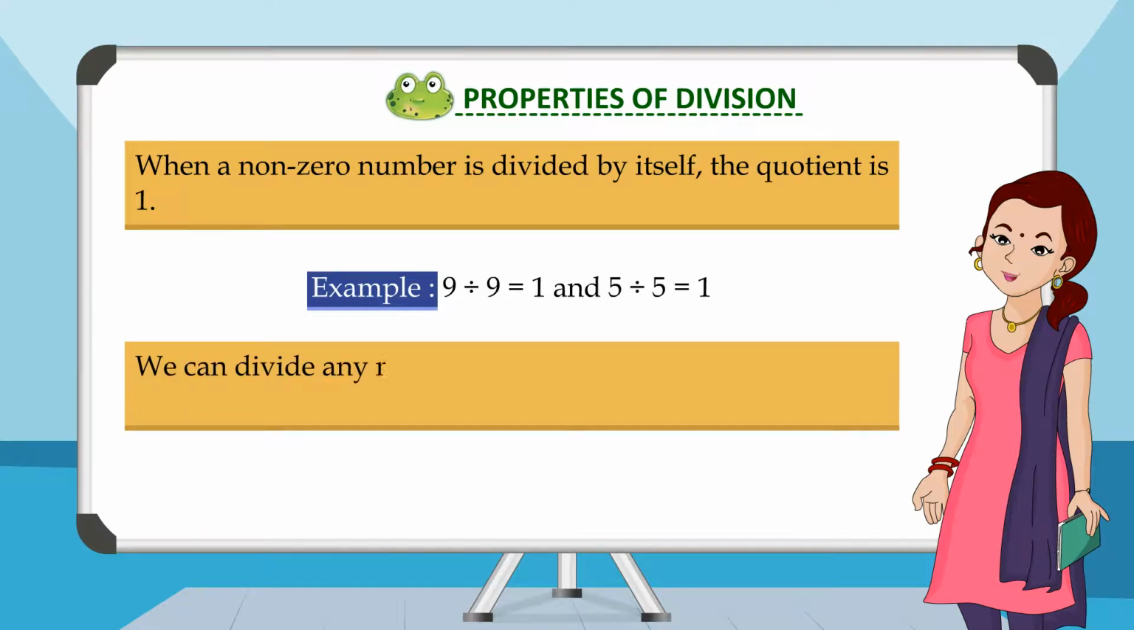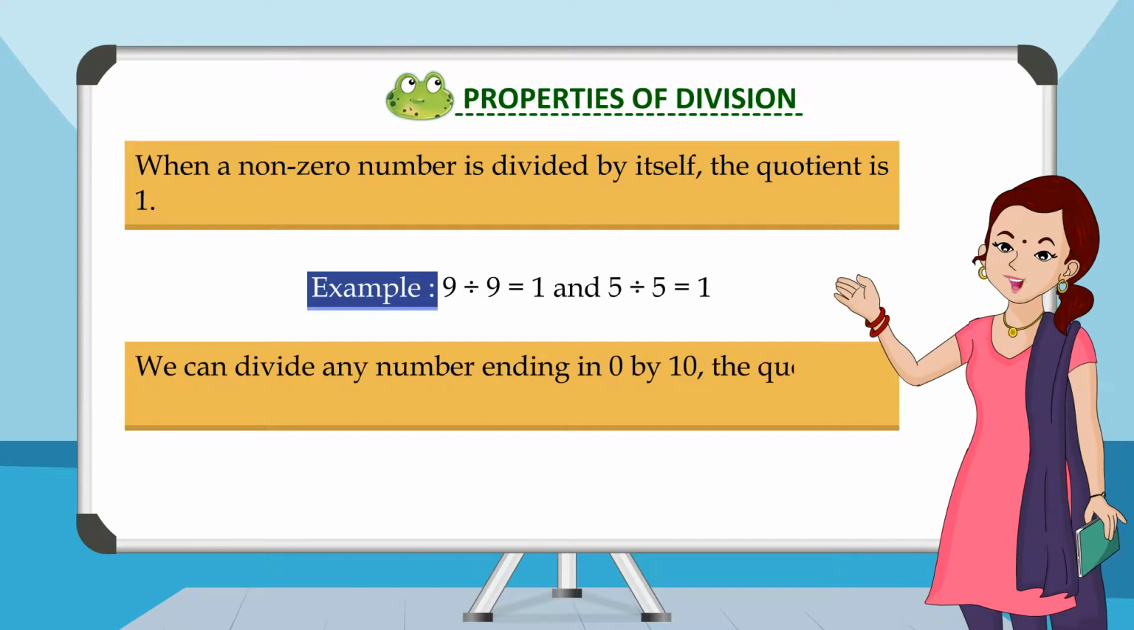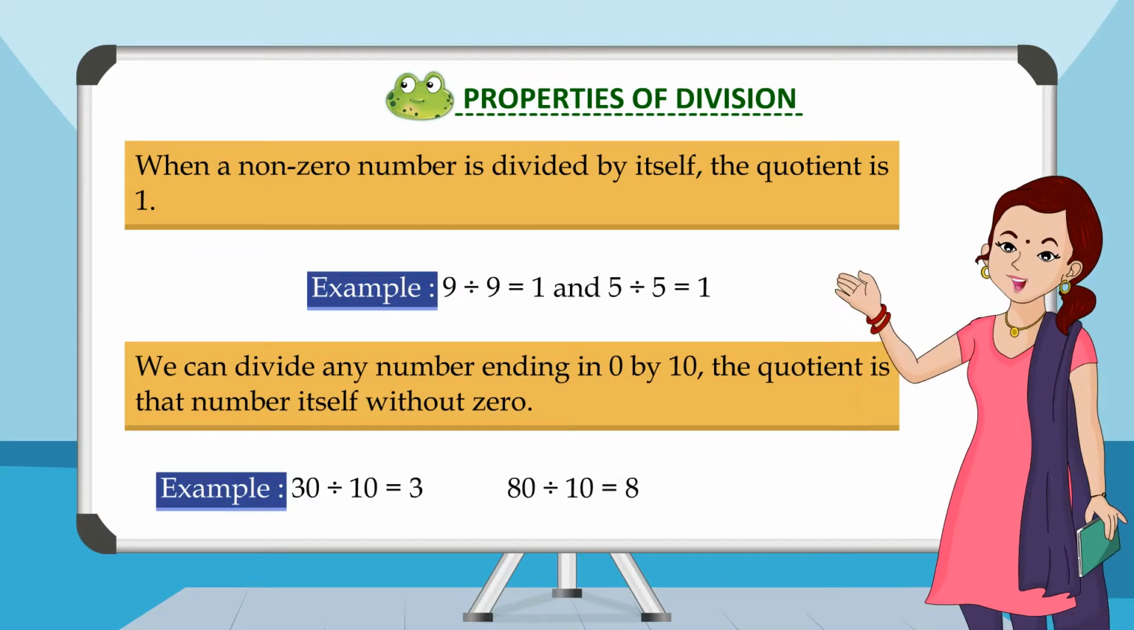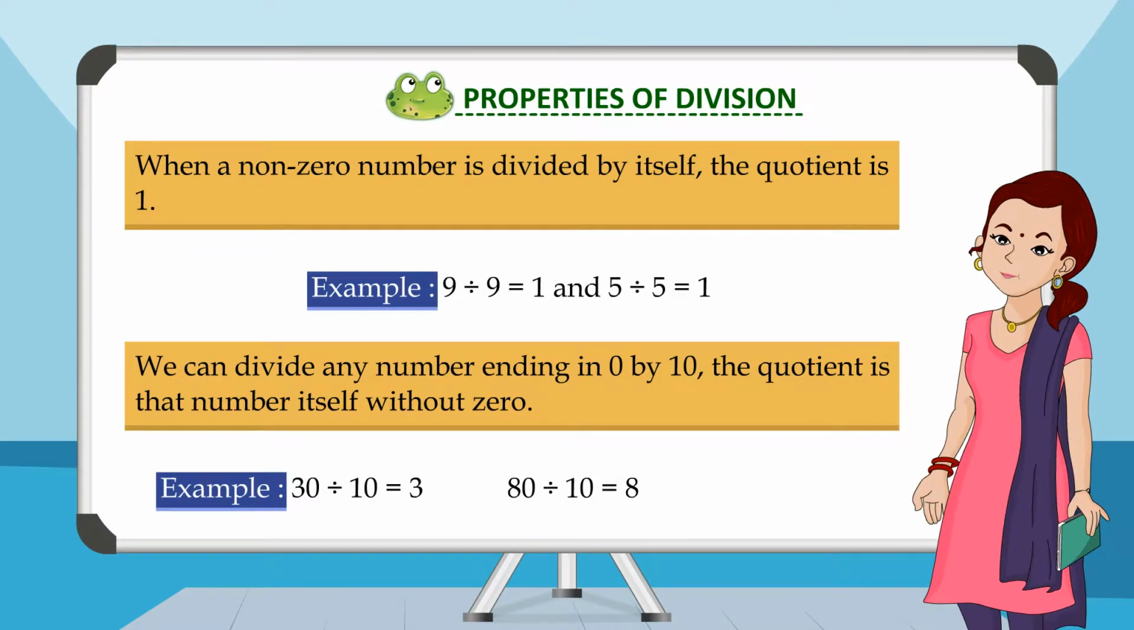We can divide any number ending in 0 by 10. The quotient is that number itself without 0. Example, 30 divided by 10 is equal to 3. 80 divided by 10 is equal to 8. 110 divided by 10 is equal to 11.